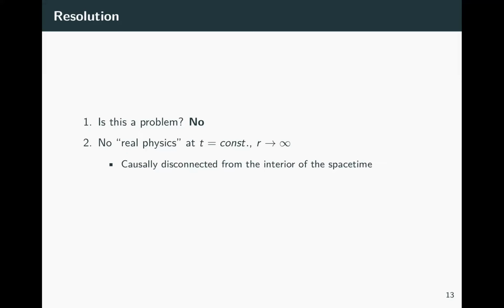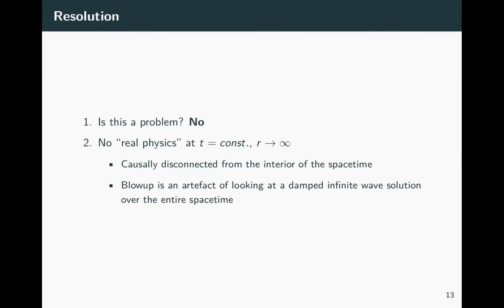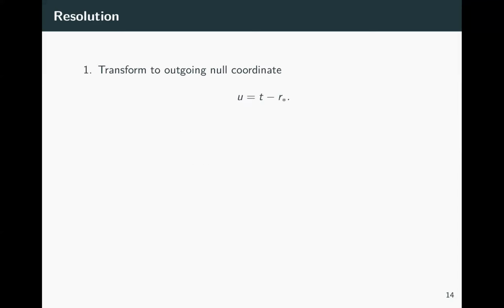And these are wave solutions, so they're never actually going to, quote, reach there. In particular, this blow-up you're looking at is an artifact of looking at a damped wave solution over your entire space-time, including at r equals infinity, which is not really where you wanted to describe anyways. So how would you fix this then? How would you get rid of this annoying property of QNMs? Well, let's go to an outgoing null coordinate, u equals t minus r star.